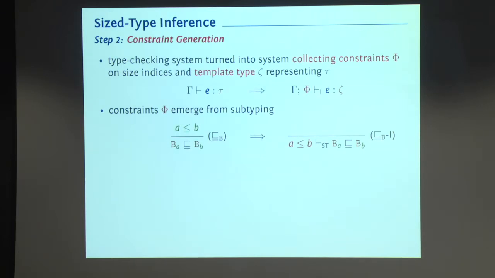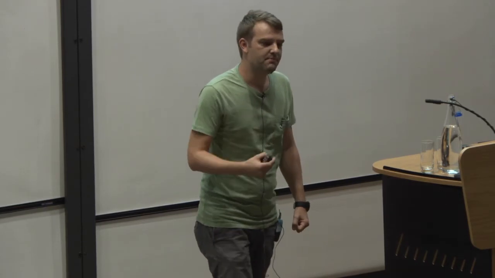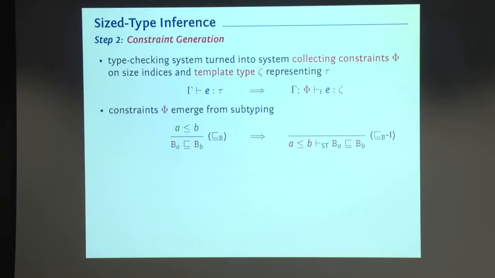Now, to find such an interpretation, we again proceed in two steps. The first step is what we call constraint generation. We take our type checking system and we turn it into a system that emits constraints on the size indices. These constraints essentially emerge from the subtyping relation where you compare the size indices of base types, for instance. In the second step, we solve these constraints, and from a solution to these constraints, we can then reconstruct a proper typing derivation.